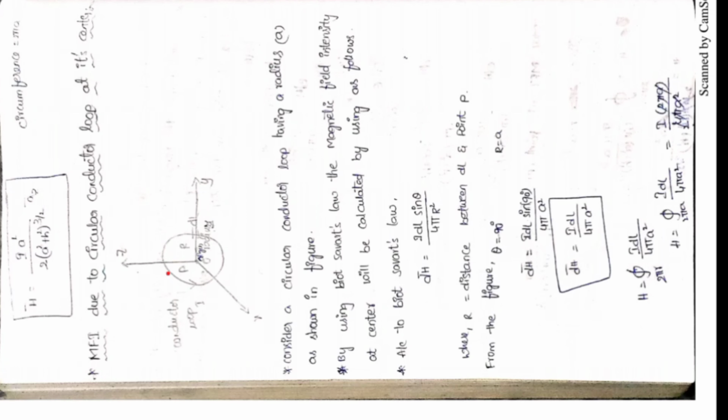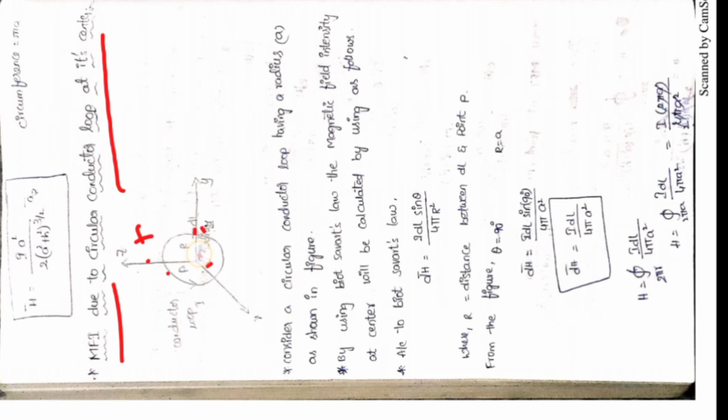Similarly, at the center, what is the magnetic field intensity we can calculate? MFI due to a circular conductor loop at its center. We took a point P here; at the center, at the origin, how much will it be? Inside the circular conductor loop, we have to calculate the magnetic field intensity. The same principle we assume, and dl is the same again.